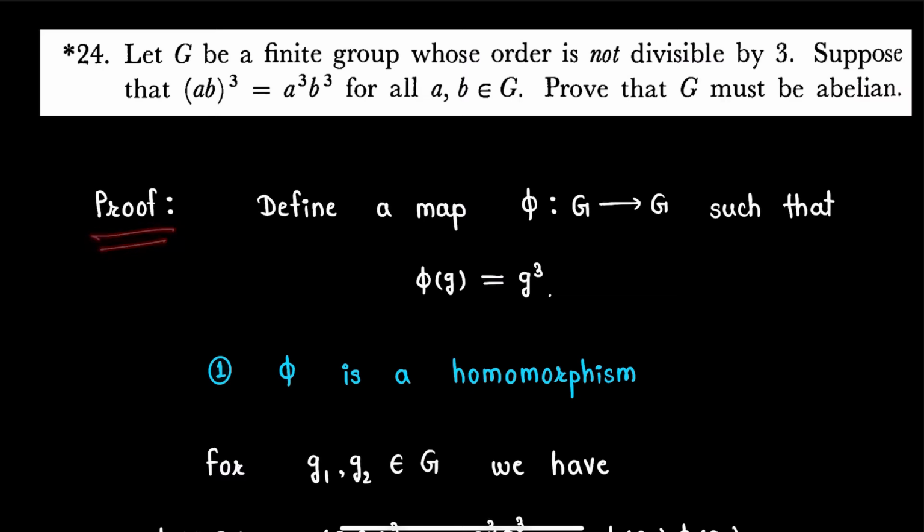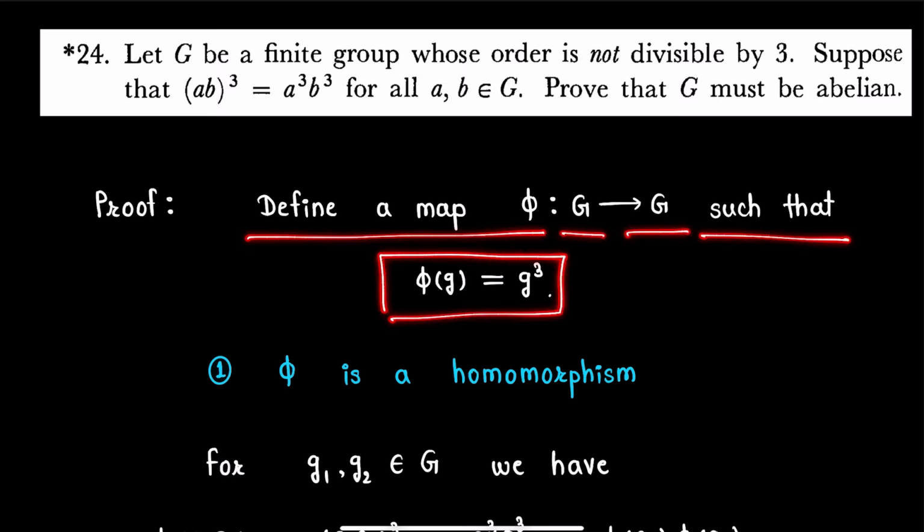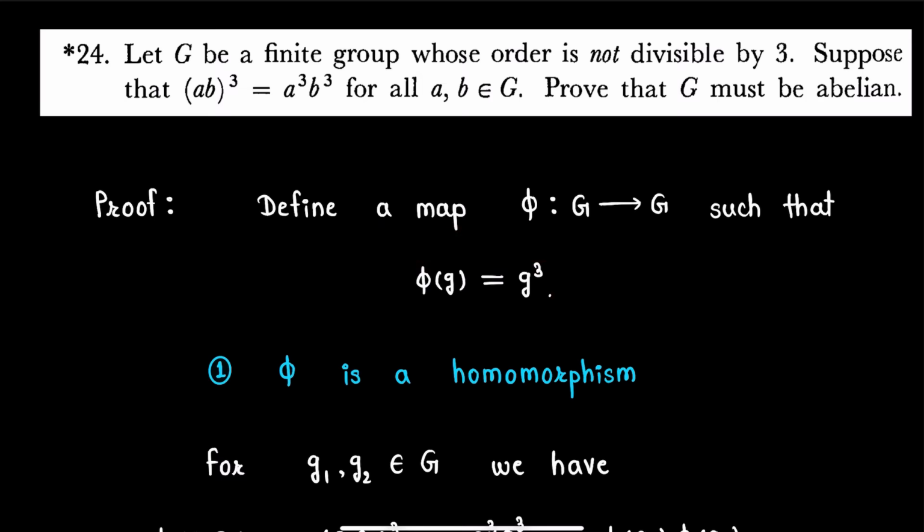So, proof: define a map phi from group G to group G such that phi(g) = g^3. Now we will show that this map phi is an isomorphism. For this we need to show that phi is a homomorphism and a one-one onto map.